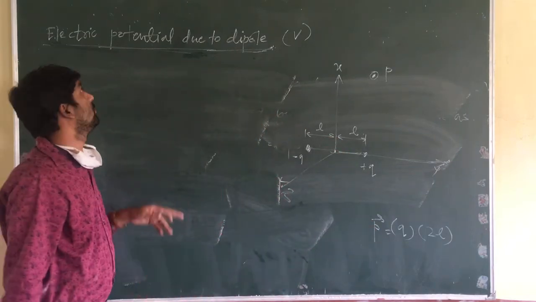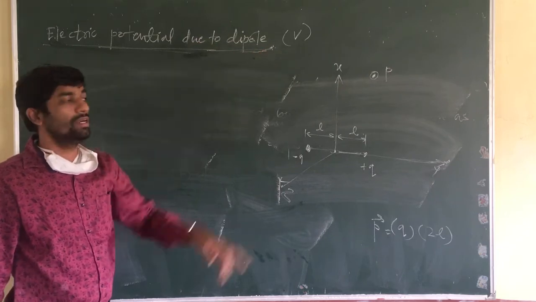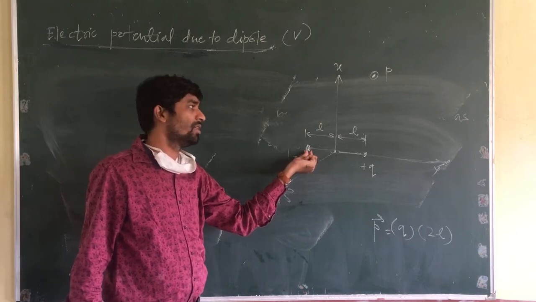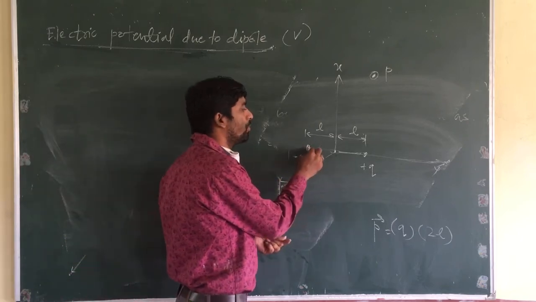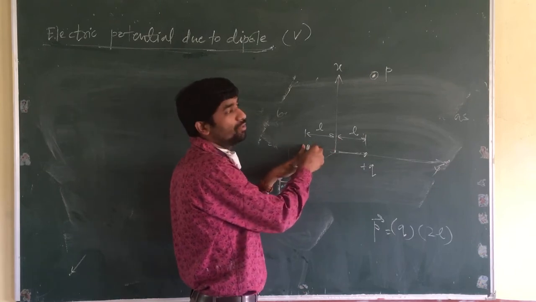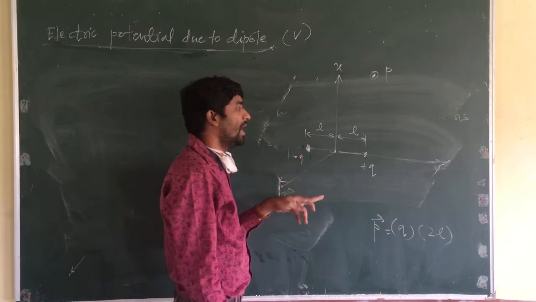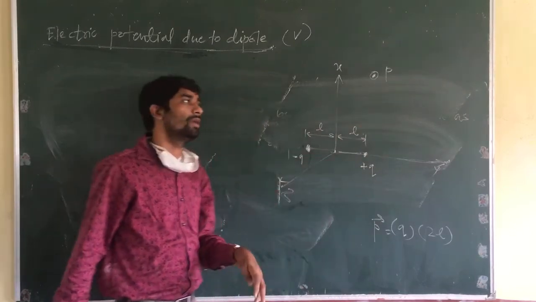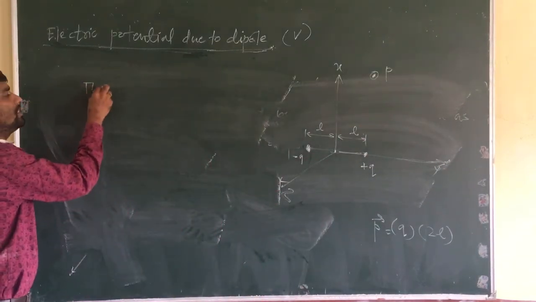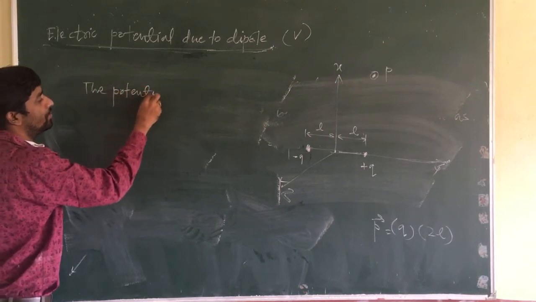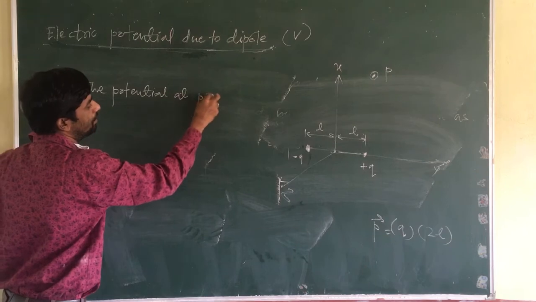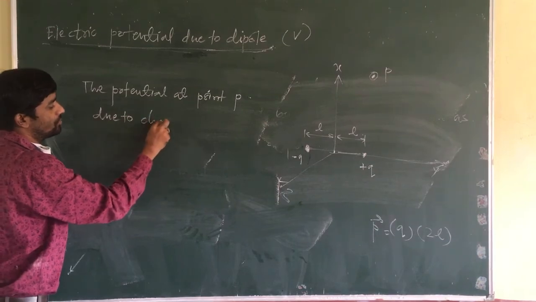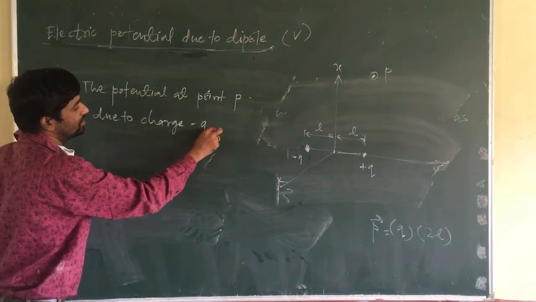Now what we have to do is find the electric potential due to the electric dipole. This one is your negative charge. This negative charge will produce a potential. Due to this charge, you have to calculate the potential at point P, and due to this positive charge, we have to calculate the potential at point P. So first, we have to calculate the potential at point P due to the charge, which charge? I have taken the negative charge first.